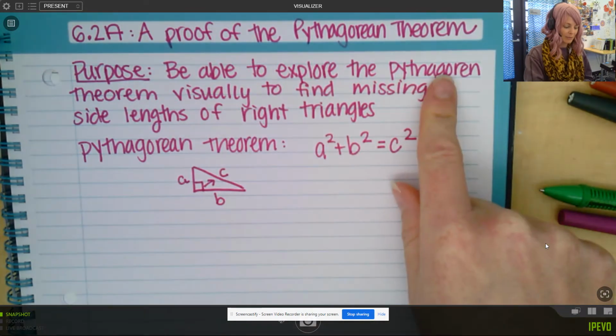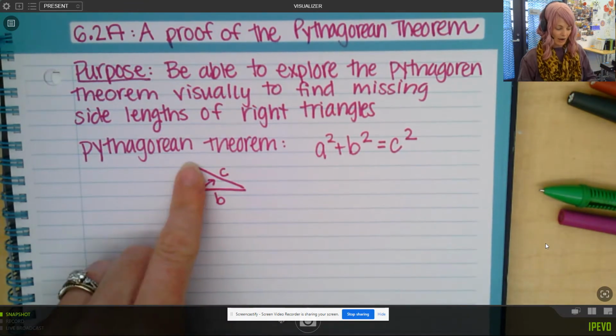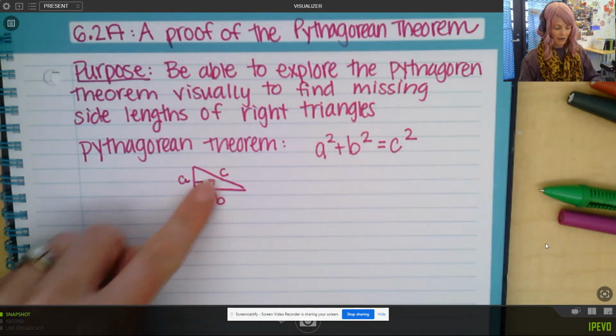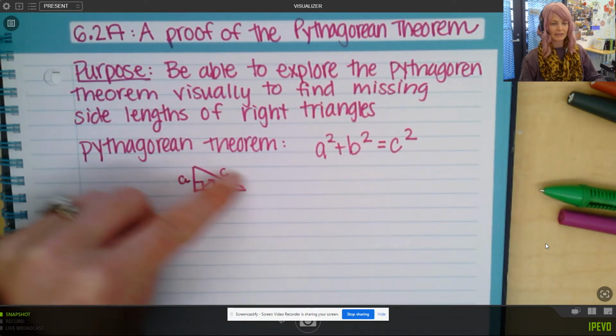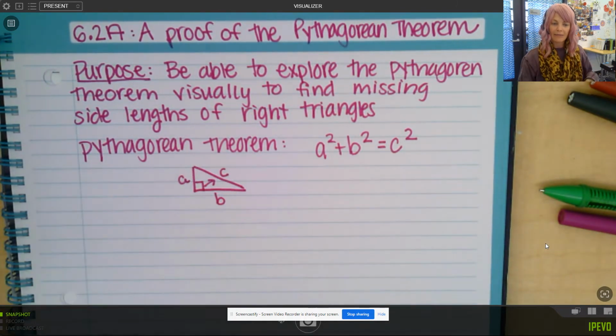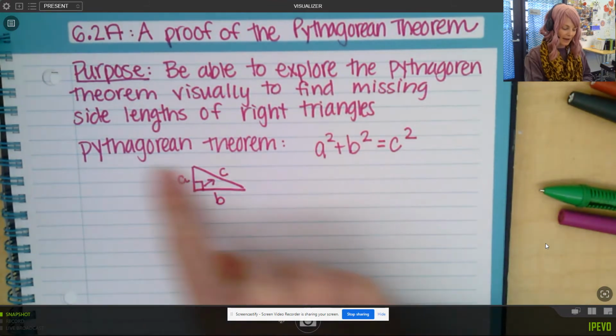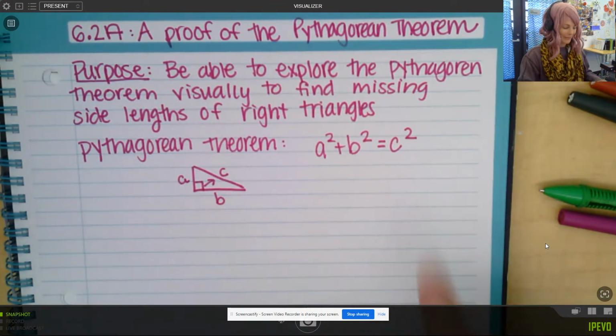We will explore the Pythagorean theorem visually to find missing side lengths of right triangles. This theorem says that for any right triangle with leg lengths A and B and hypotenuse C, the hypotenuse is the side length opposite the 90-degree angle. It's always the longest side length, and you explored this last year in 7th grade with the triangle inequality theorem. The Pythagorean theorem says a squared plus b squared will always equal c squared.